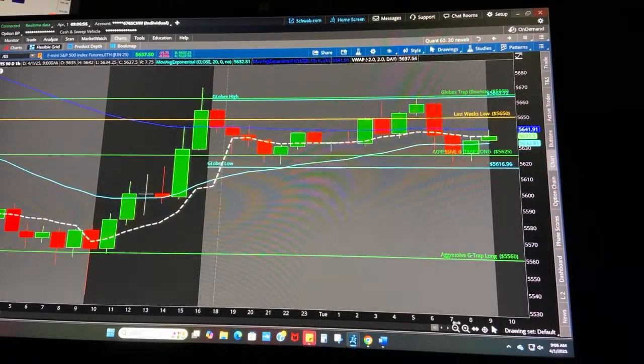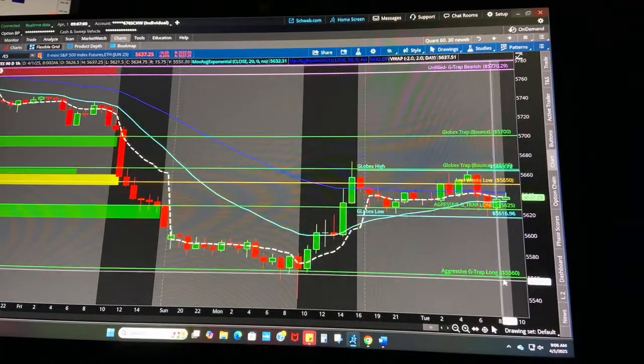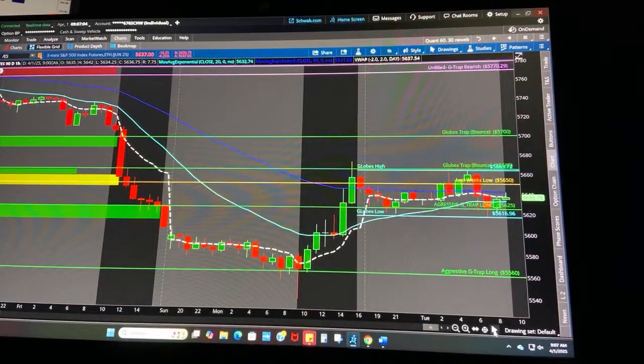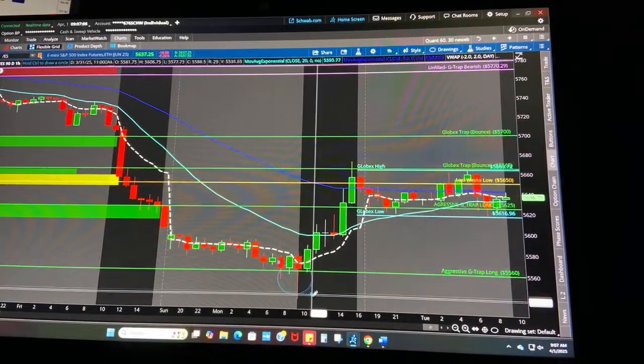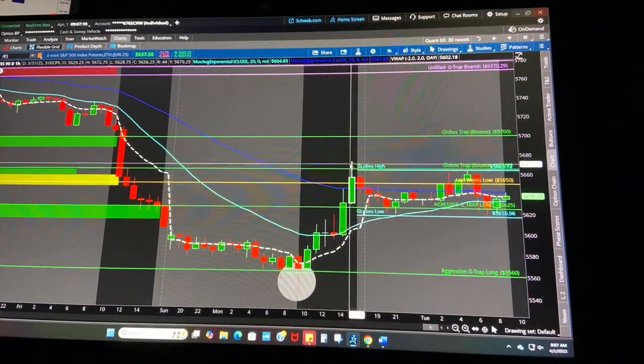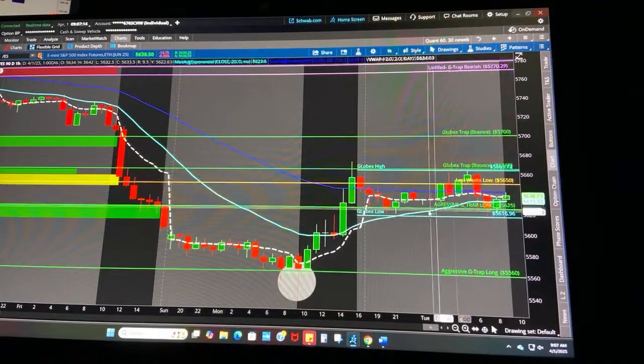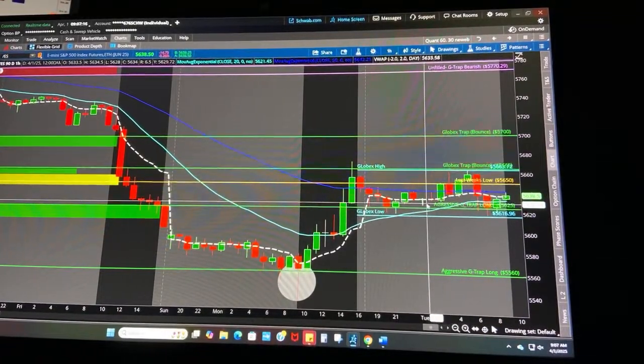Okay, so you can see after yesterday's, we have 56.60 down here for our Globex trap long. So you have to be careful with those traps. Anyways, I digress. So we got that hammer. We had a nice rally yesterday, and then overnight we're just kind of basing here, right? We're just kind of basing here. All right, yes, uncertainty.